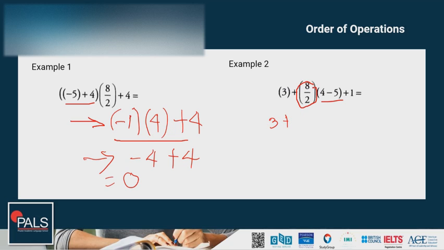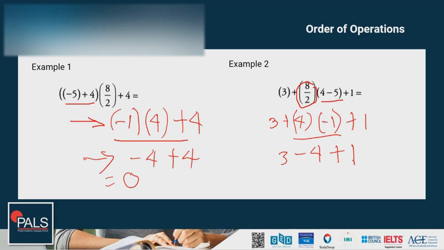Okay, let's answer. So we can copy 3 plus 8 divided by 2 is 4. 4 minus 1. 4 minus 1 is -1 plus 1. Then next is 4 times -1. So we have 3. 4 times -1 is -4 plus 1.